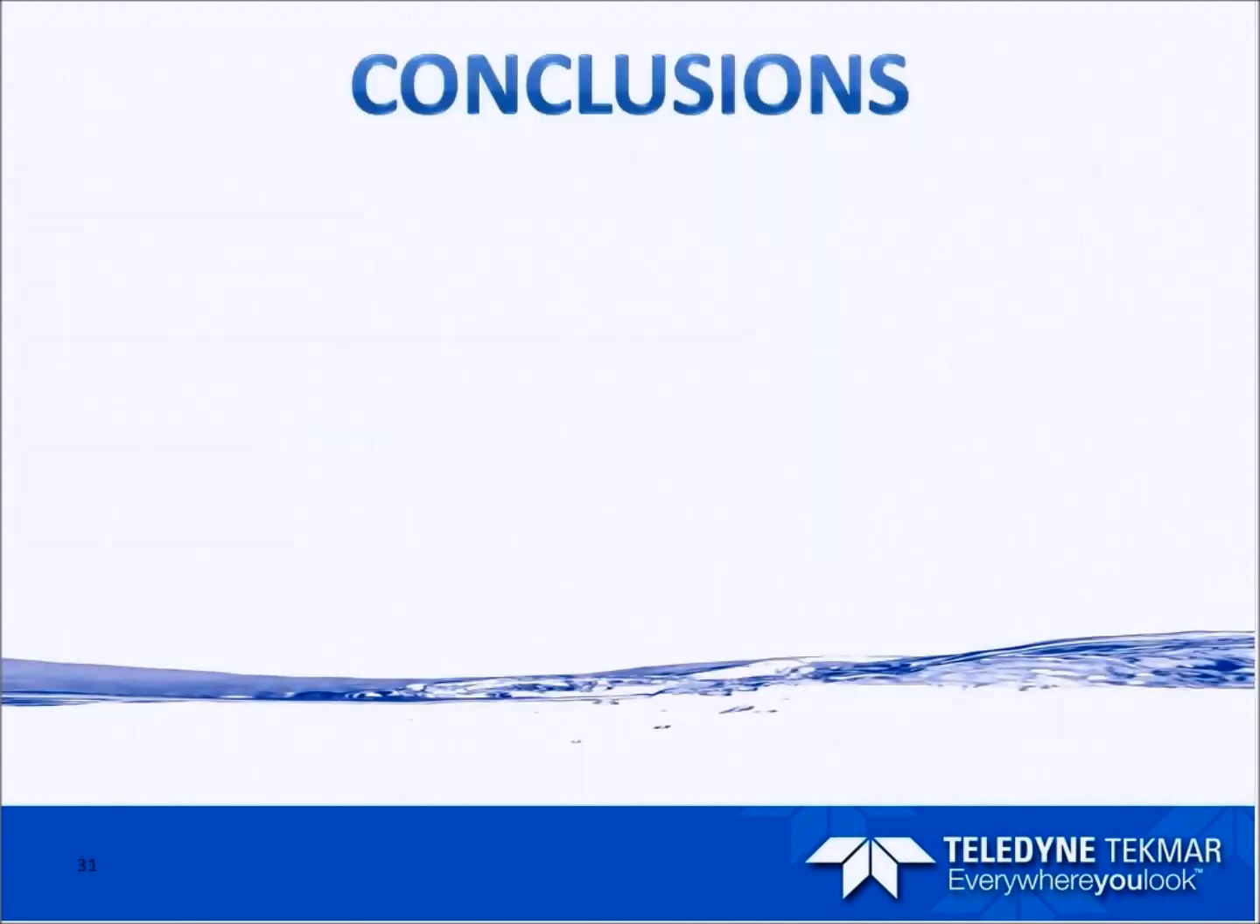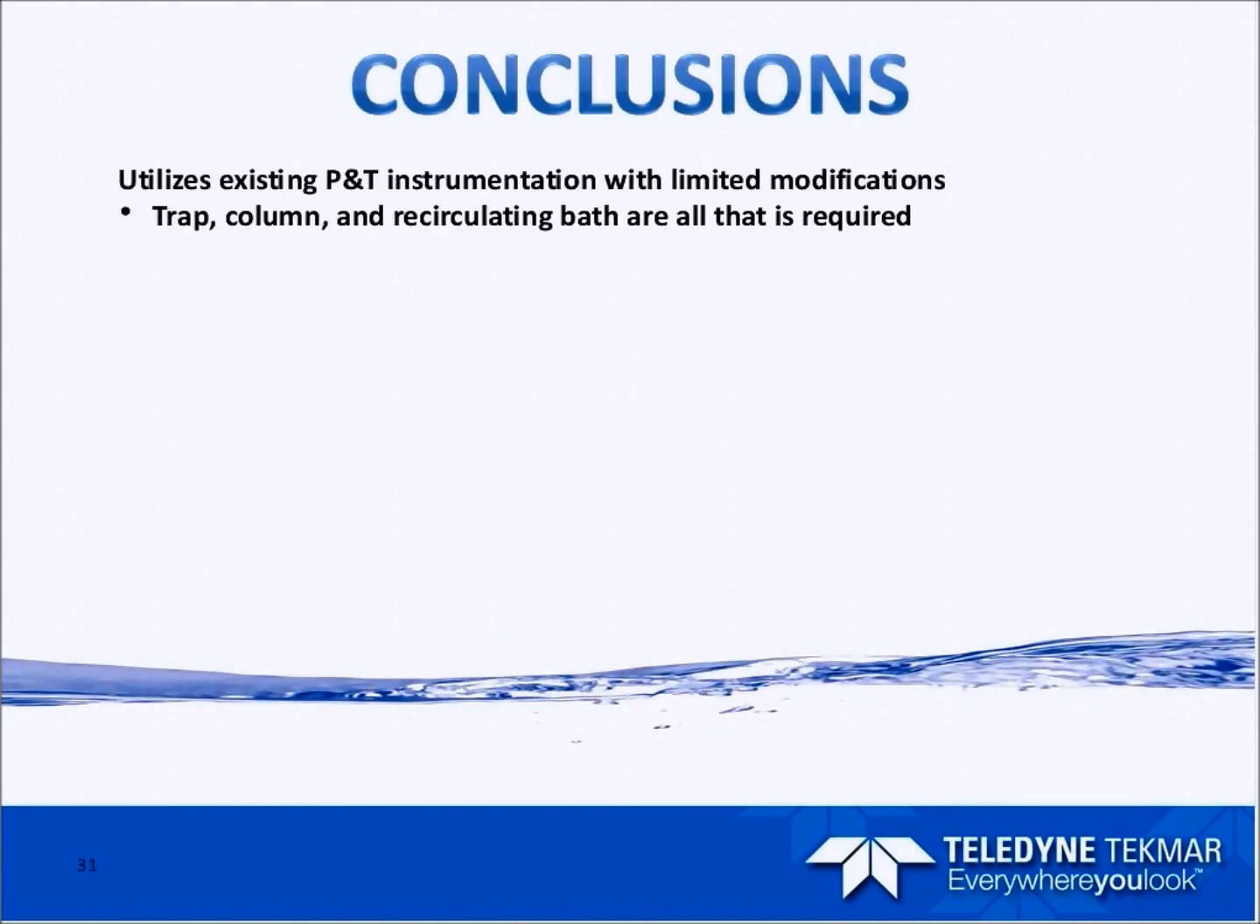And then here are our conclusions on the purge and trap side. We have very little that we have to change from our current instrumentation to run this analysis, and that's definitely a benefit. We really just have to change the trap, the column, and if you don't already have one, add a recirculating bath to your instrument, and then you're pretty much good to go. There are other things you have to order, potentially standards and things like that, but as far as our instrumentation is concerned, this is just a swap out and you can run.